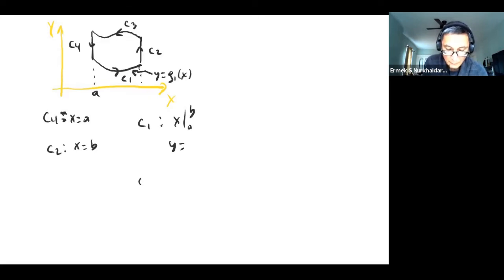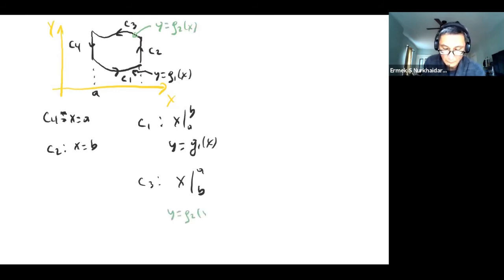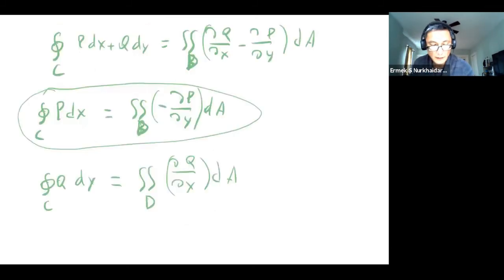C3 will be x changing because we're going from B to A, so B on the bottom, A on top. And for C3, I'm going to write down the function Y equals, say, G2 of X. Okay. And I'm concentrating on this piece.